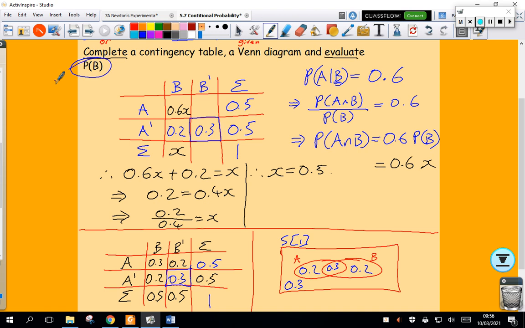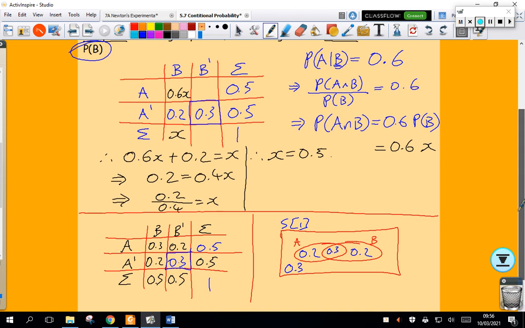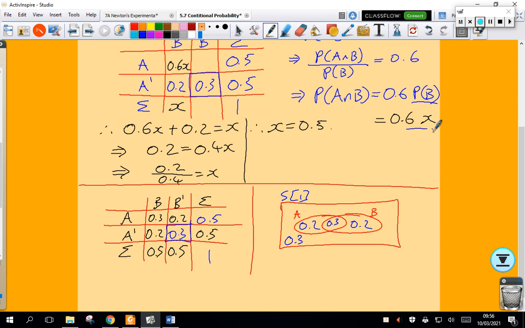Okay? And the last thing we were asked to find in the question was the probability of B. That's what we were looking for. So what is the probability of B? Well, the probability of B was exactly what we said x would be. So the probability of B, that's all the probabilities from column B, that's 0.5.